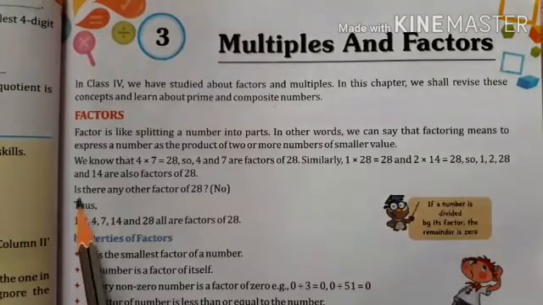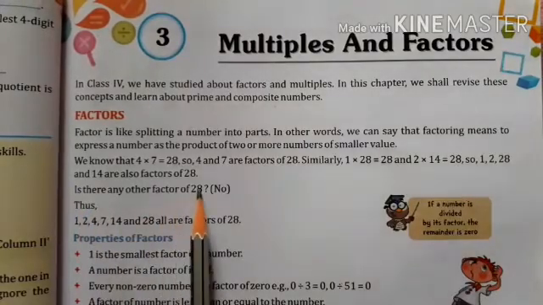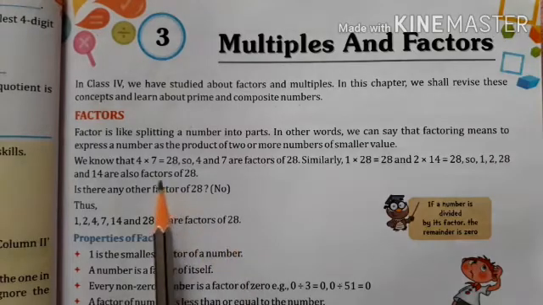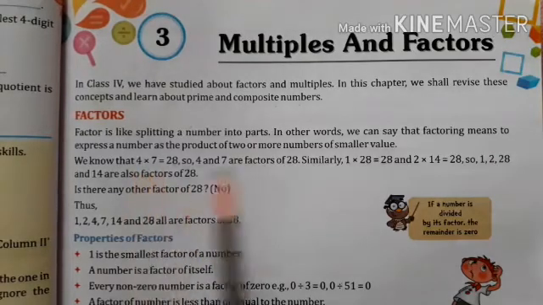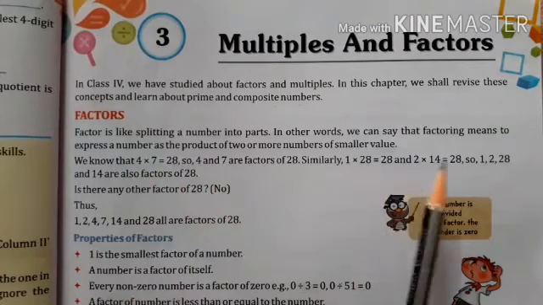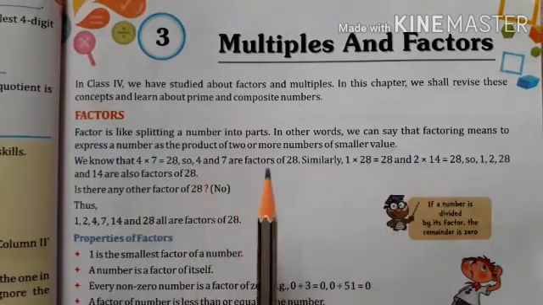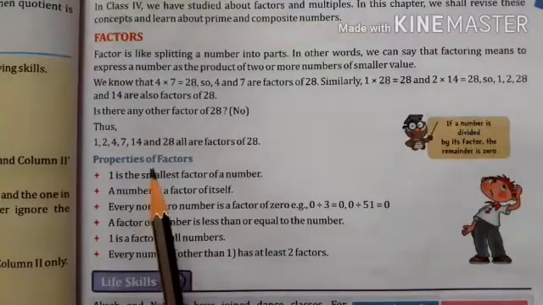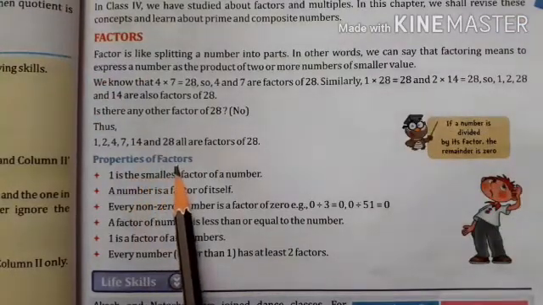Is there any other factor of 28? No. Thus, 1, 2, 4, 7, 14 and 28 are all factors of 28. So students, here 4, 7, 1, 28, 2, 14 are the factors of 28. Now let's discuss the properties of factors.